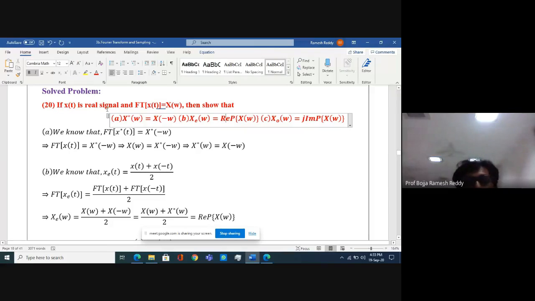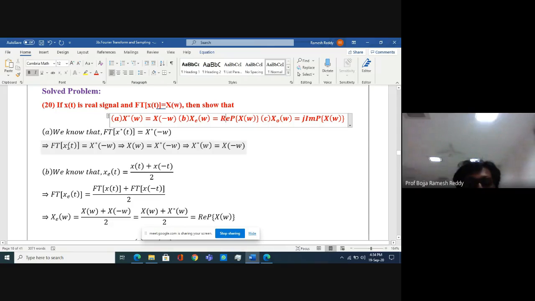If x of t is real signal, then the frequency domain, that is x of omega and x of minus omega, are complex conjugate pairs. Means original frequency domain and folding form are complex conjugate pairs. We know that this is known thing. Fourier transform of x star of t is equal to x star of minus omega. This is the property. According to this property, if x of t is real, then x star of t is equal to x of t only.